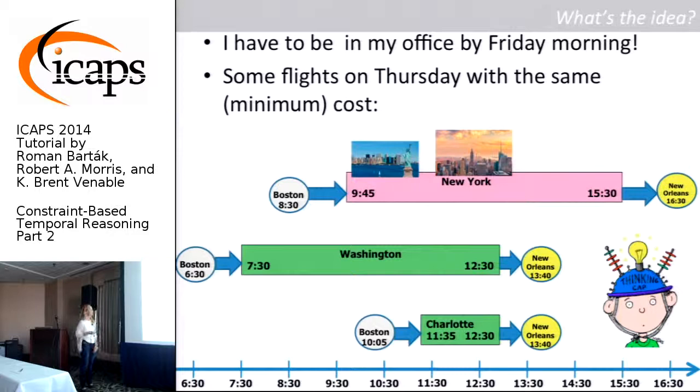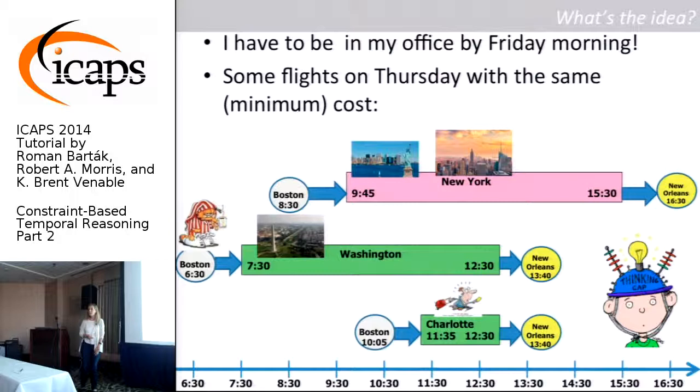Or I could get up at 6:30 in the morning and go through Washington. But really, at 6:30 in the morning, nobody wants to be around me, so I'm not even going to consider that. And also, there's an hour drive from here to the airport, so this is really a bad option. Here, going through Charlotte, I really have to rush. I have less than an hour, all right? So this is the idea.